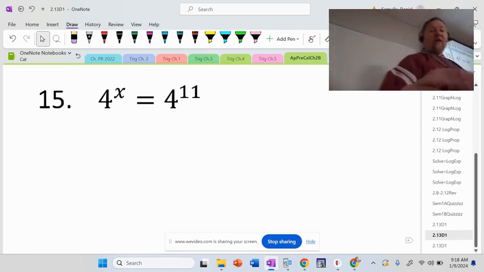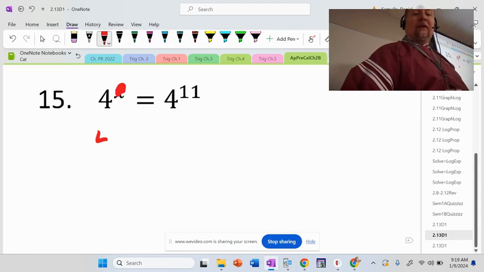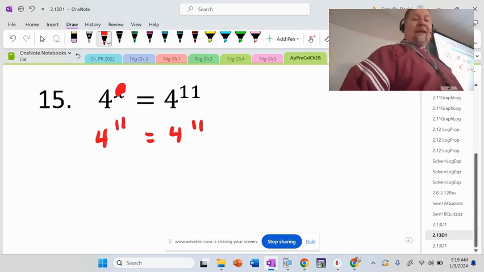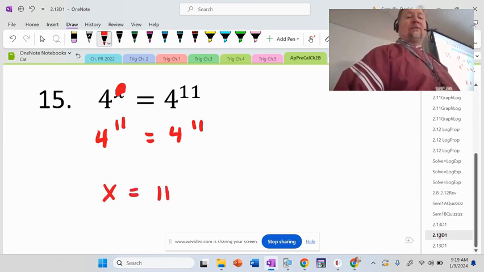She knows that, well, I'd have to get rid of this and put an 11 in its place, and then these would look exactly the same. Matching. Yes, you're right, Lexi. That's why x equals 11.